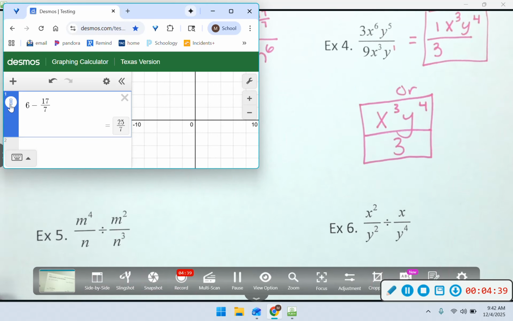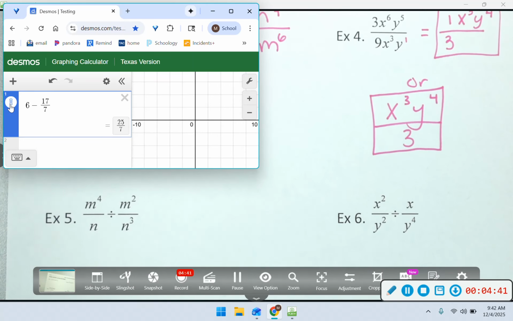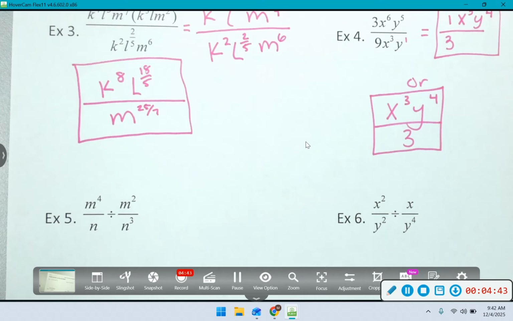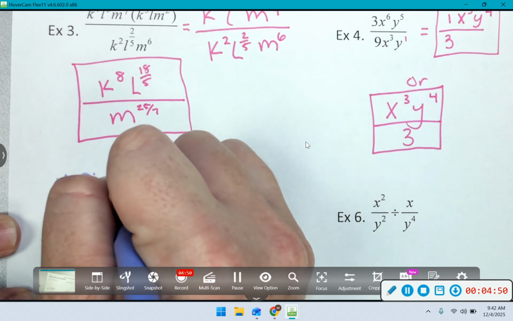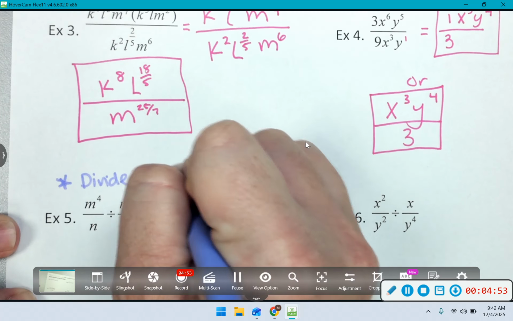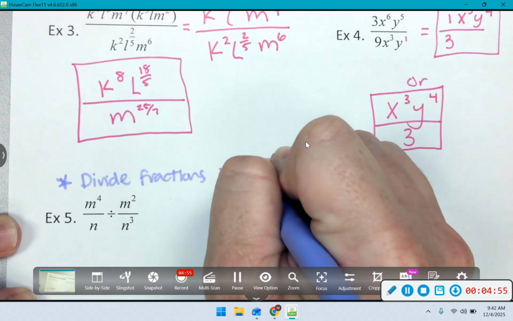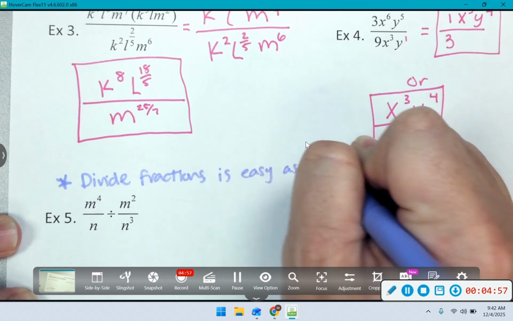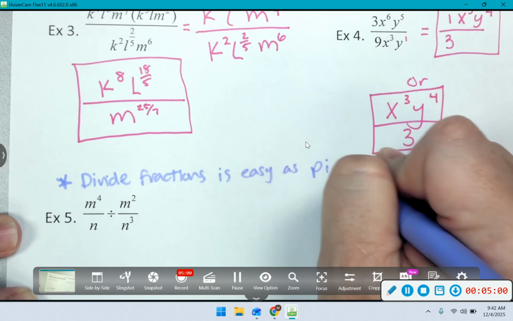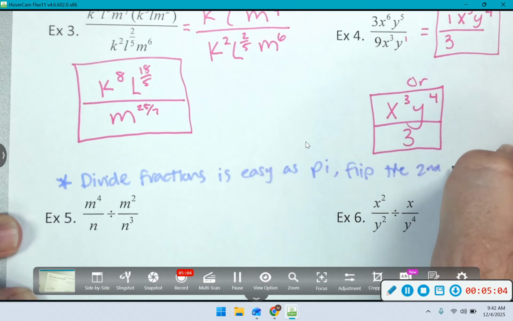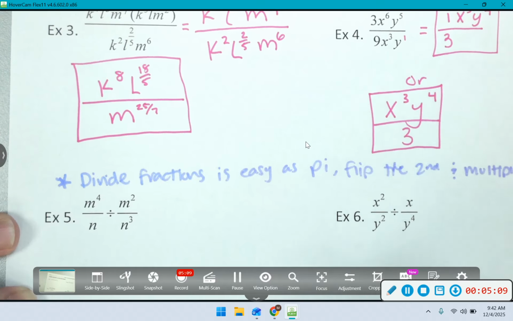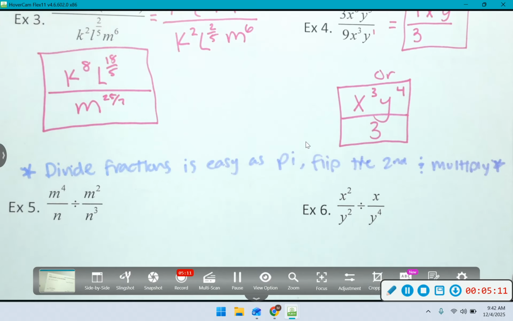Okay, the next piece is a little different. We haven't talked about this, but it's still the same thing. I know we've talked about division before, but the thing I need you to remember is dividing fractions is easy as pie. Flip the second and multiply. Okay, dividing fractions is easy as pie. Flip the second and multiply.